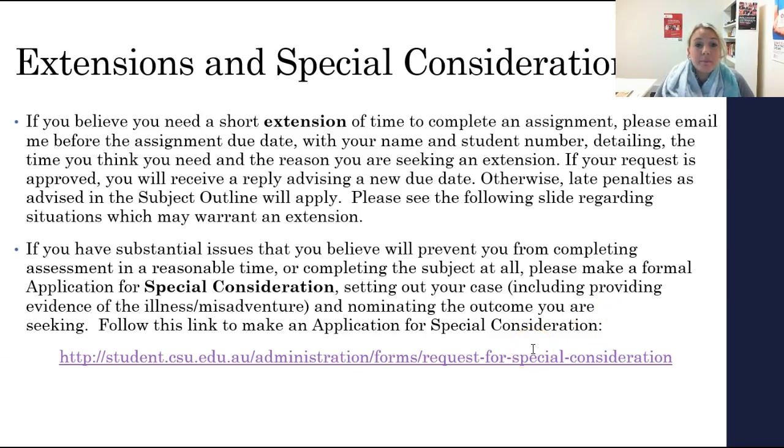So there's some quite in-depth information on this slide about extensions and special consideration. I guess the most pertinent information is if you're not going to be able to make the deadline for submission, the due date, you do need to email me prior to the due date. You need to email me letting me know what the situation is and that you're requesting an extension. I'll then confirm or deny that extension as relevant by reply email.